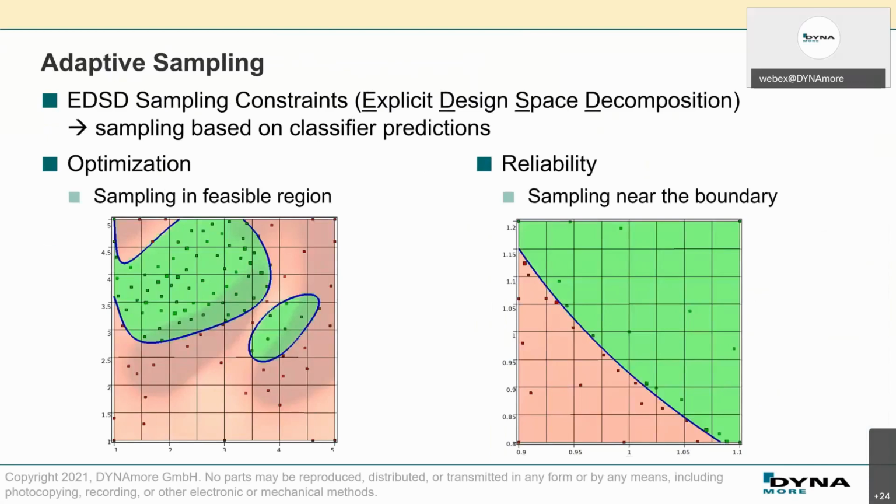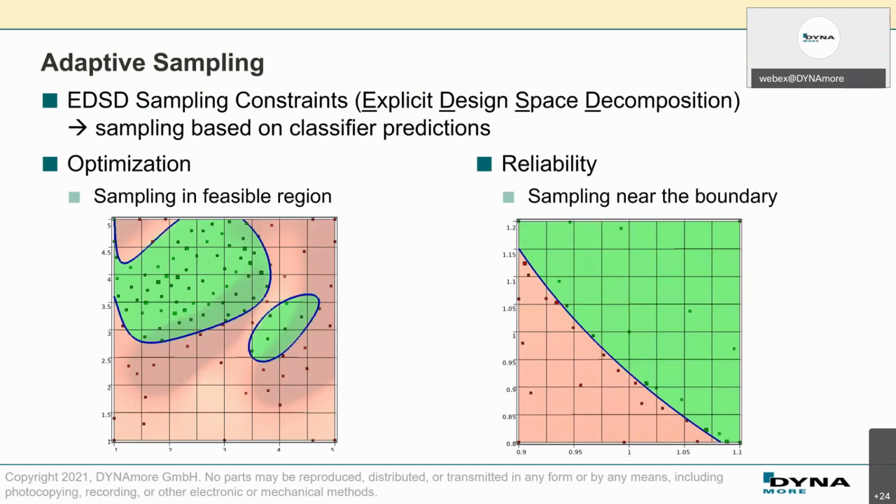The next new feature that is available in version 7.0 is adaptive sampling, which uses classifiers. It's called explicit design space decomposition, or EDSD. Sampling constraints. So the sampling in this case is based on classifier predictions. How can this new feature be used? It can be used both in optimization or reliability analysis.